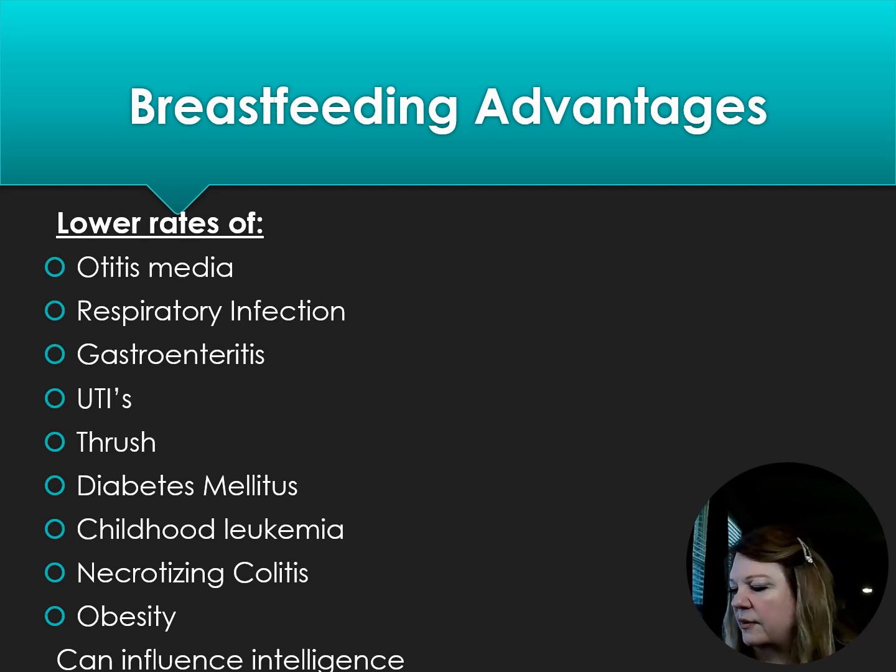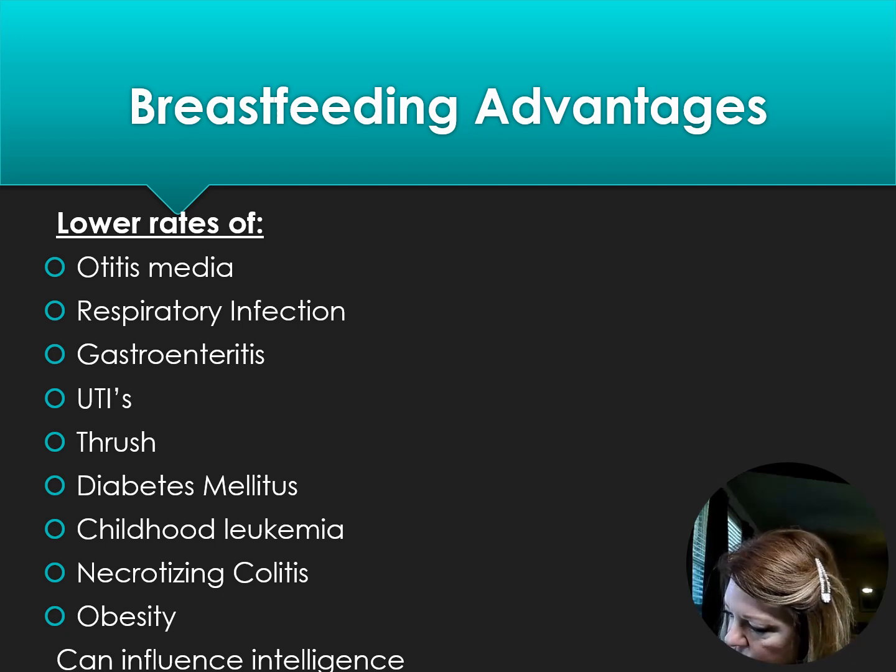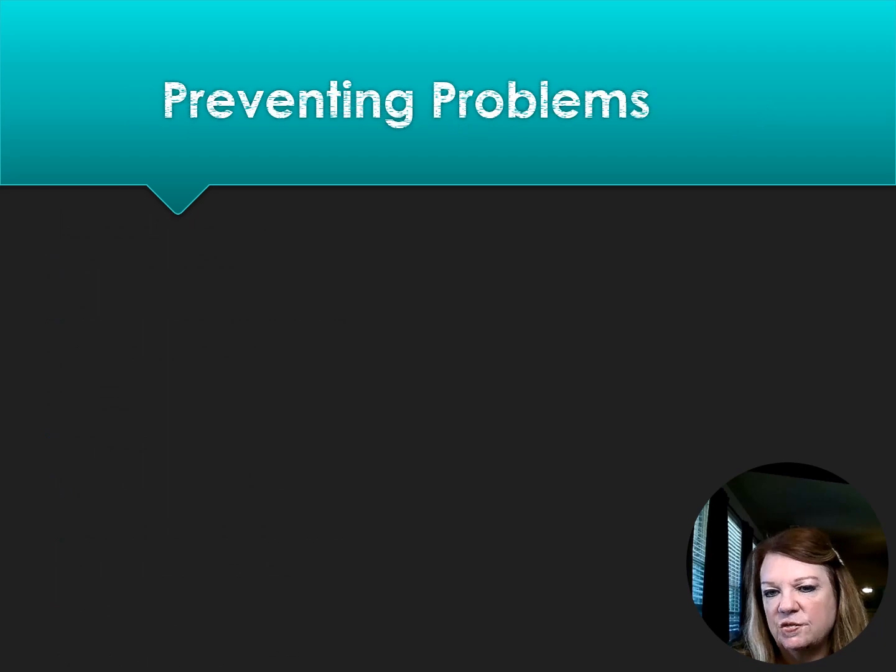Okay, these are just some of the advantages of breastfeeding. I told you to read on it, but it can lower rates of ear infections or otitis media, respiratory infections, gastroenteritis, UTIs, thrush, diabetes, childhood leukemia, necrotizing colitis, and obesity. And they have proven even that it can influence intelligence in children. 22.3%, I don't know when this study was done, but 22.3% of women in the U.S. exclusively breastfeed for 6 months or more. So I know they're trying to increase that number more and more because of the advantages there.